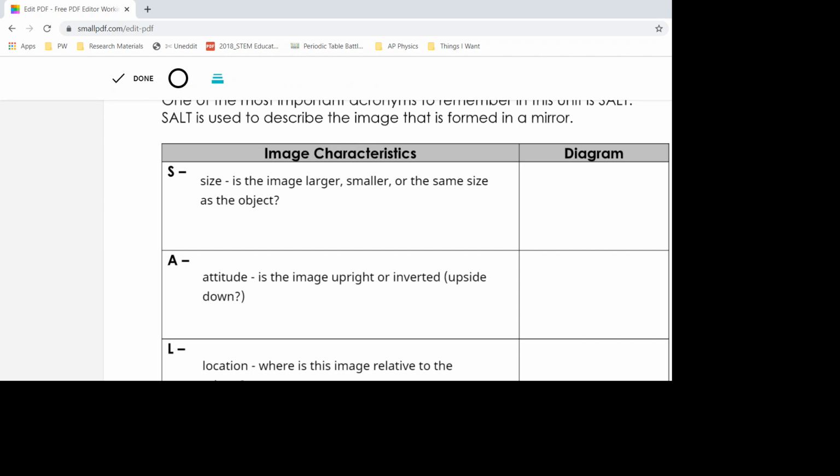So let's go ahead and draw our diagrams for each of these. I don't know, I'll do, I guess, a heart. Okay. You could have an image that is larger or an image that is smaller. You could have an image that is upright or an image that is inverted.